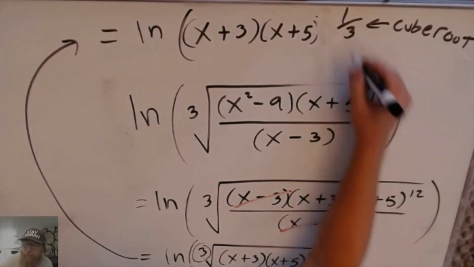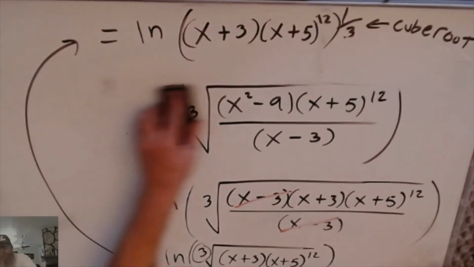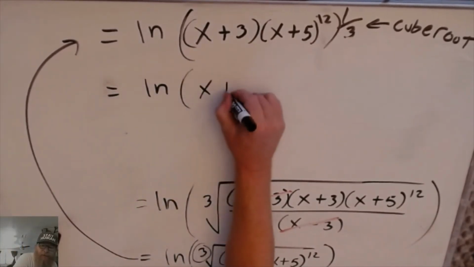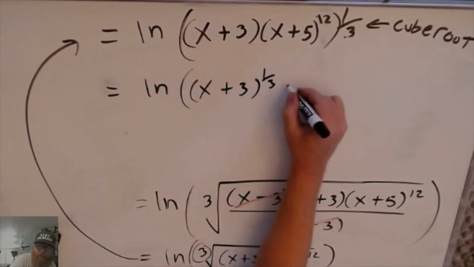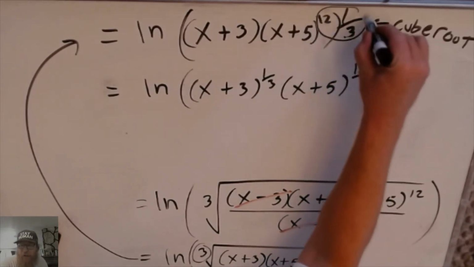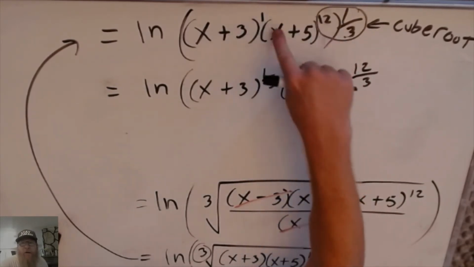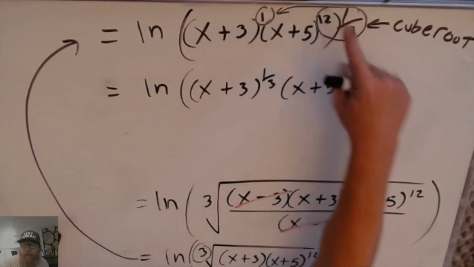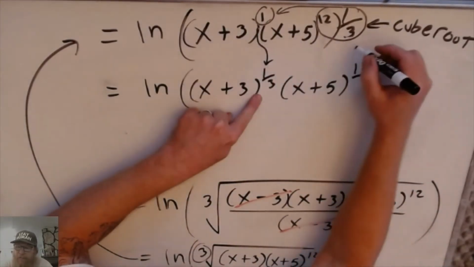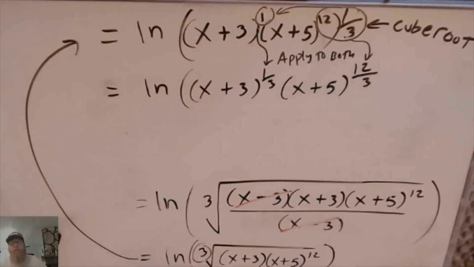That's a 12, right? Yeah, 12th power. Okay. Now we have the ln of x plus 3 to the 1/3, x plus 5 to the 12/3. So 12 and a third, and then there's an invisible 1 and a third. So this third root is going to apply to both of these. Both factors in the argument.